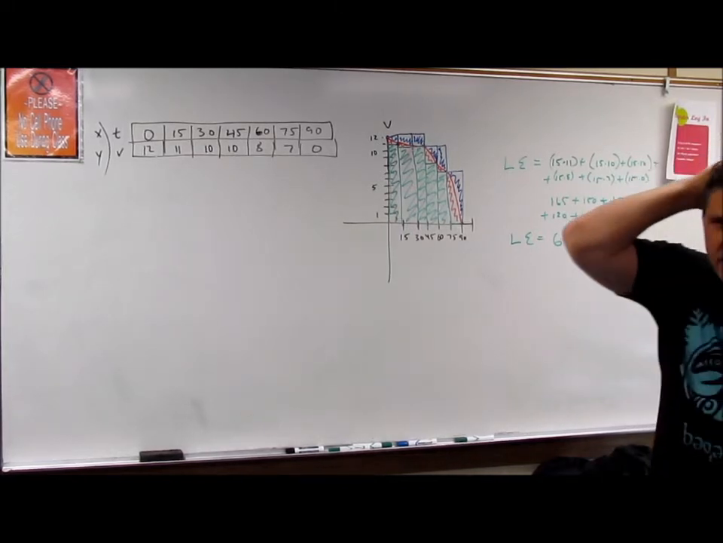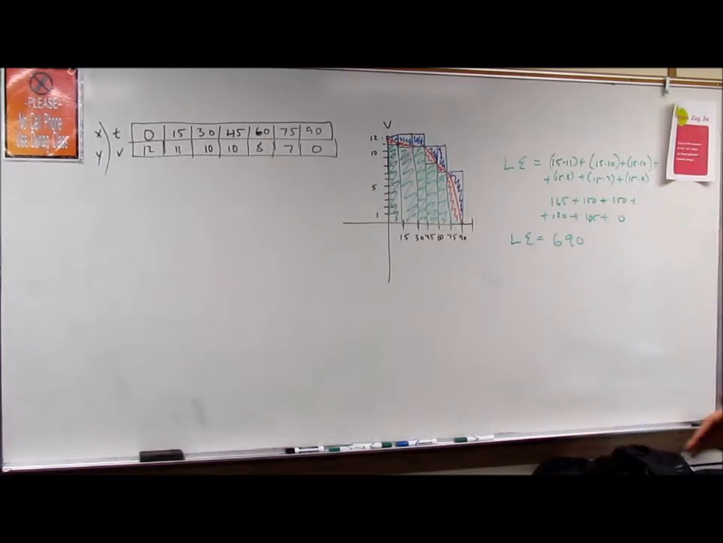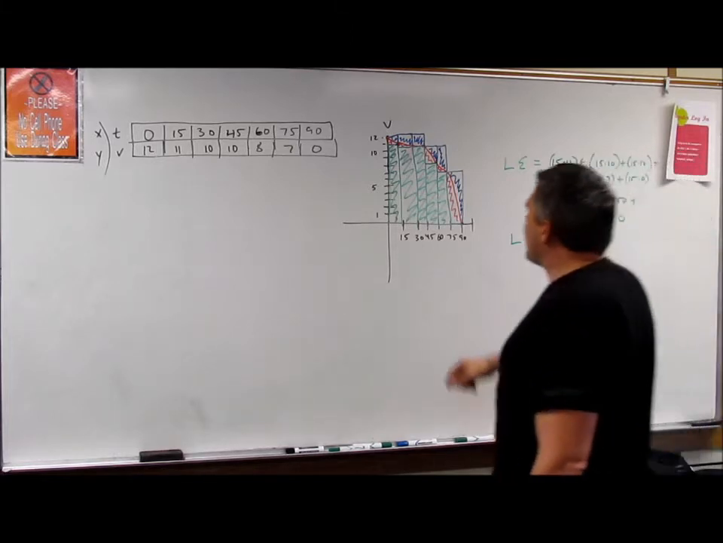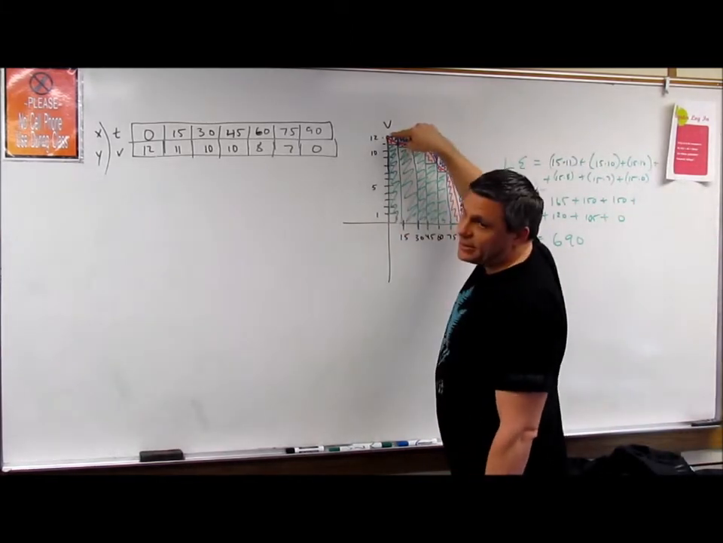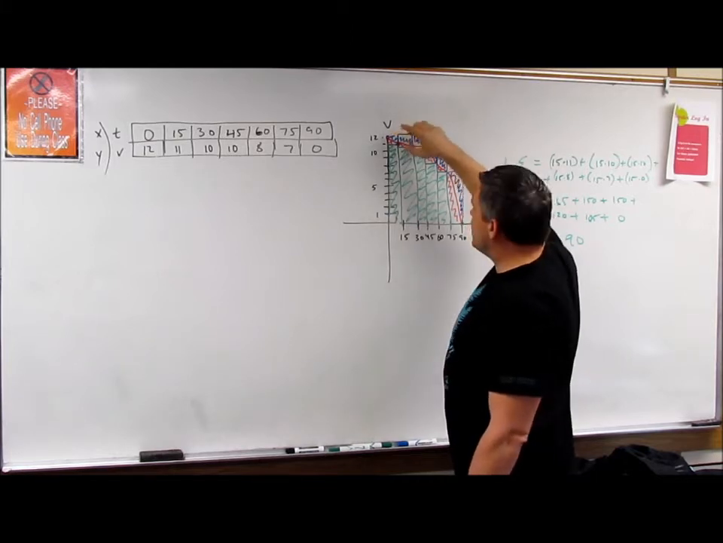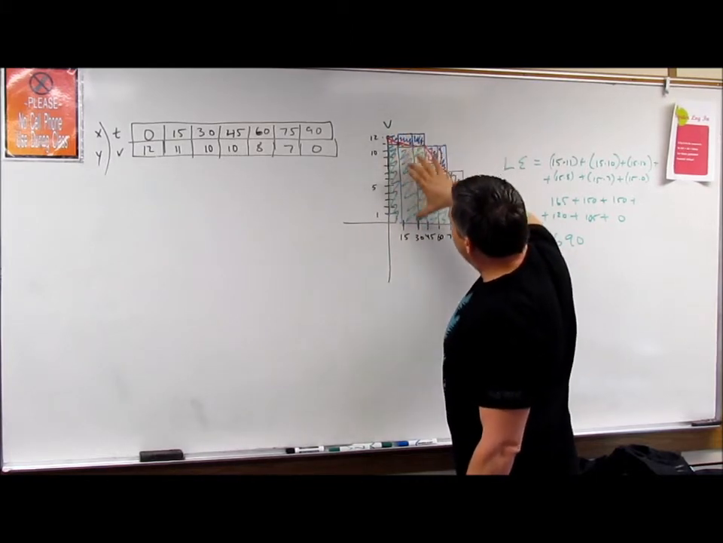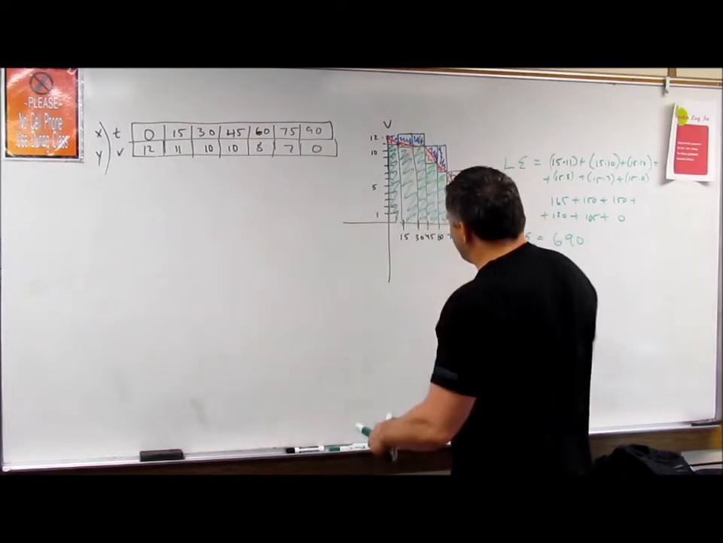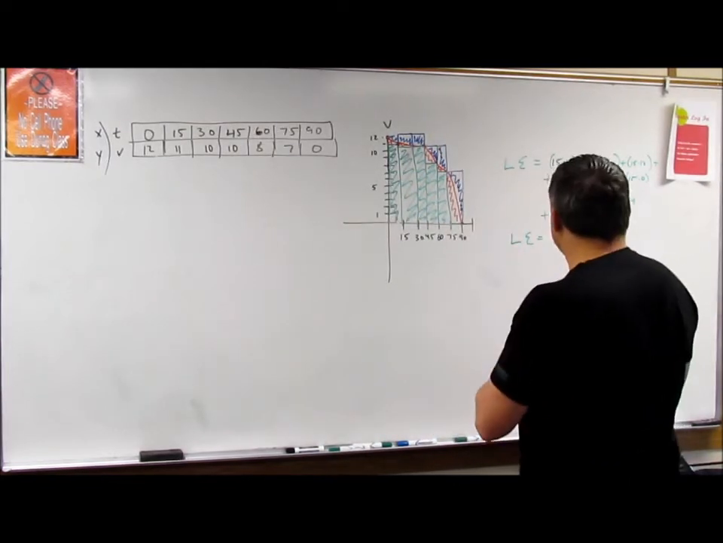So now we're going to look at our high estimate. Our high estimate has to do with the top parts of the blue. So this whole piece, this whole piece, this whole piece. So let's start writing it out and see what happens.